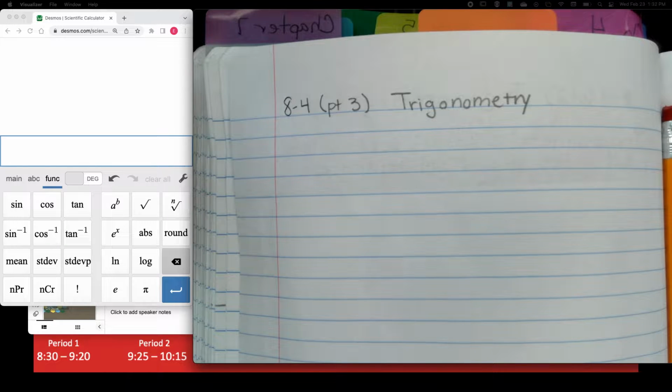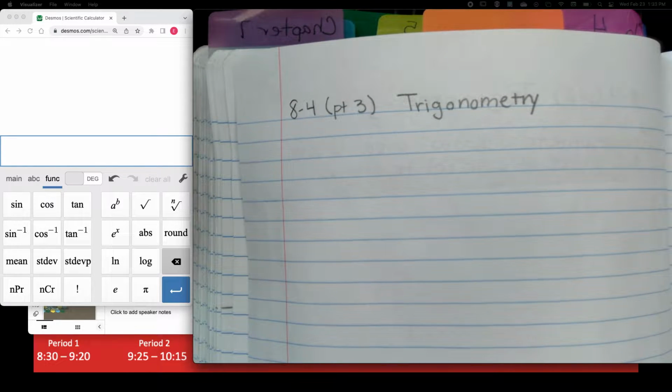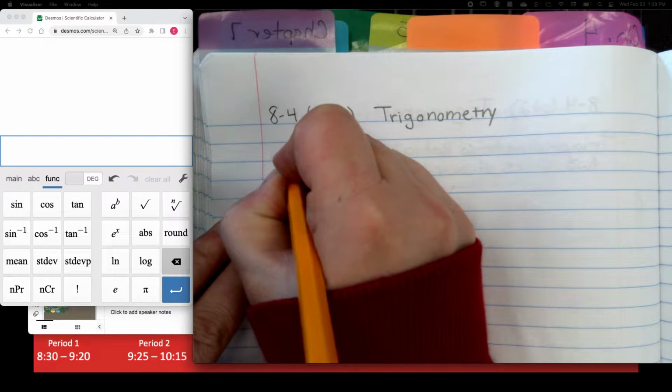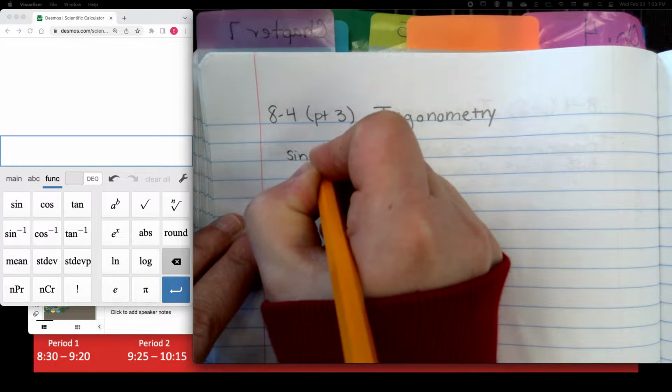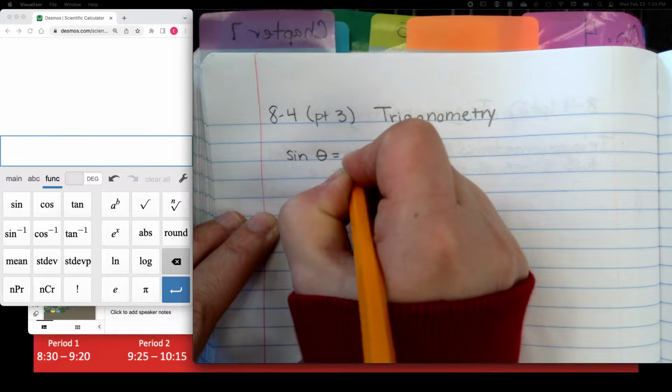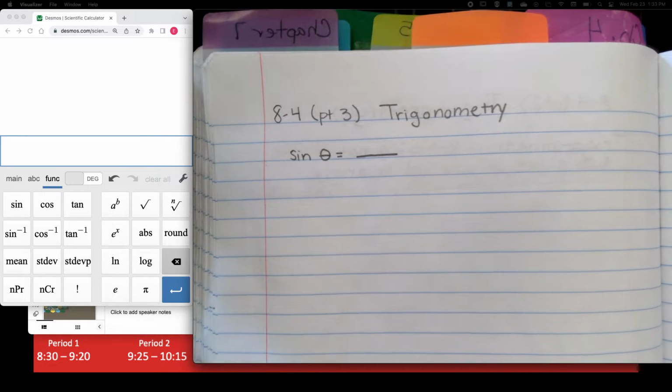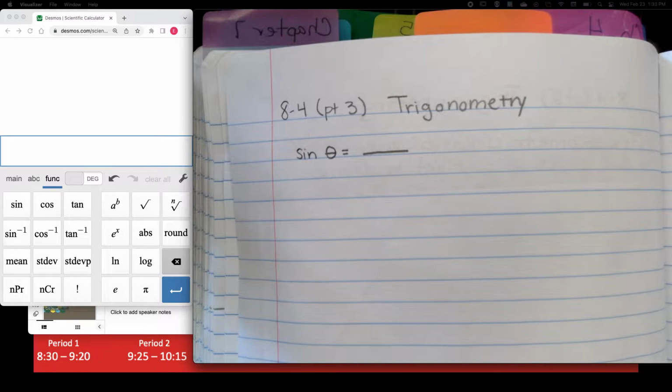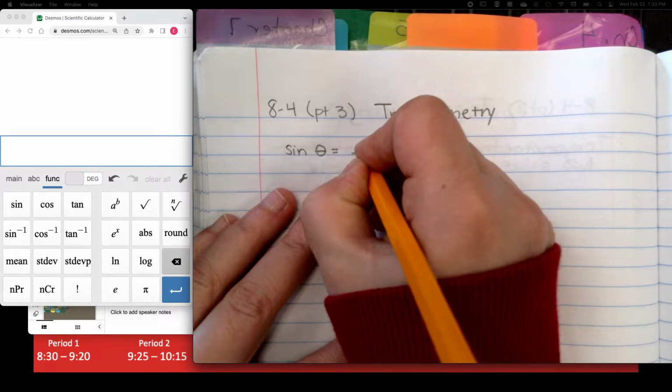Alright, so to start trigonometry, let's talk about our 3 ratios that we use. So what is one of the ratios? The ratio we normally start with is sine. Whenever we say sine, it's S-I-N-E, but when we abbreviate it, it's just S-I-N. We use that theta just for an angle. And for sine, it's what over what? Opposite over hypotenuse.